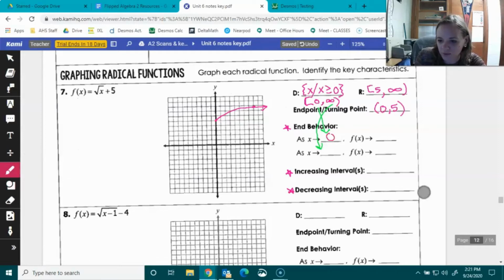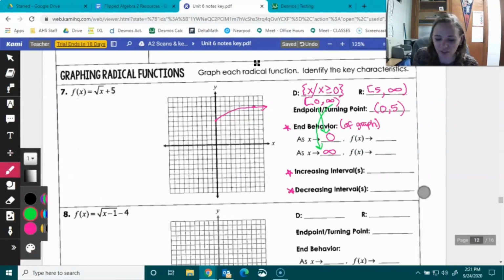So as x approaches 0, we're going to say what this does, and then as x approaches infinity, what does it do? So end behavior is the end of the graph. That's all it's asking for. All right, now we have the f of x. Of course, f of x is really what? Yeah, that's y. So basically, if my x's are doing this, what are my y's doing?